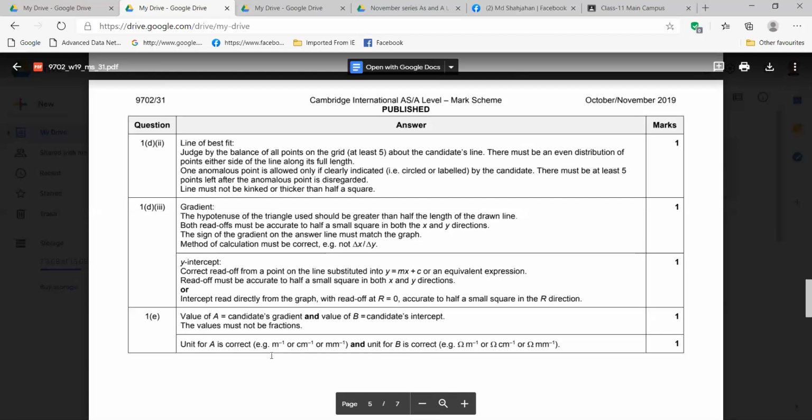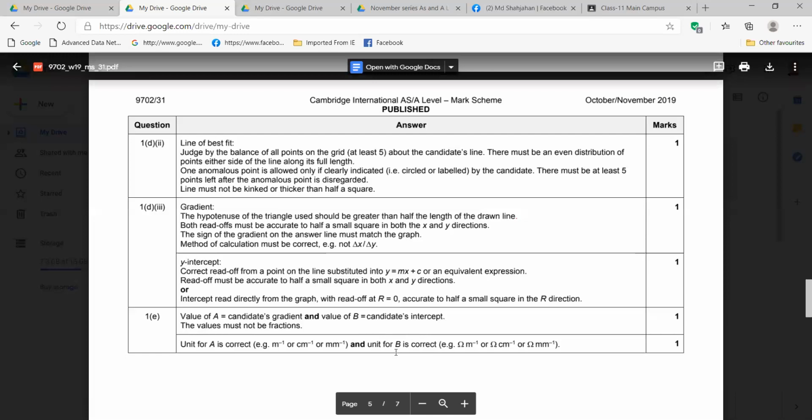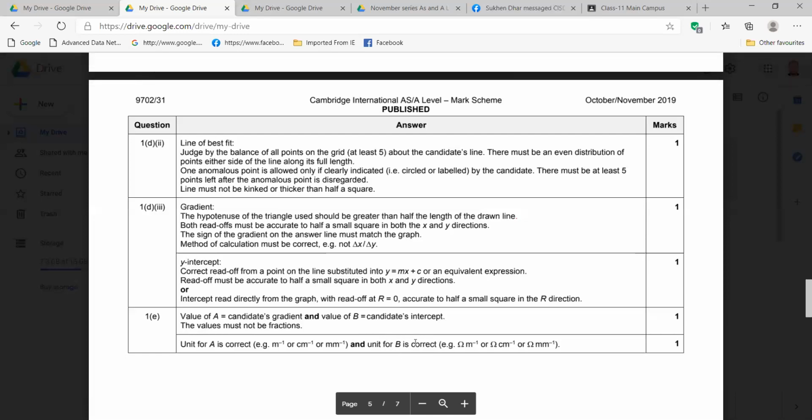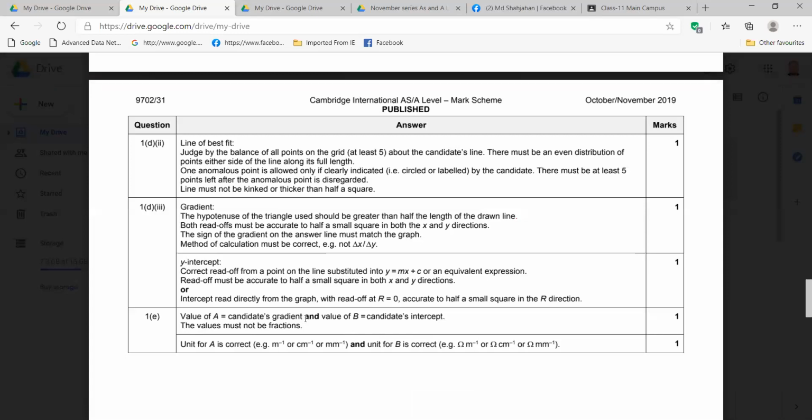I told you the unit of A is per centimeter. Can you remember? This is A, that is the gradient, right? And can you remember this one? I told you that it is the y-intercept. So it will be the same unit as y. That is r by d. So it is ohm per centimeter. And also we told that A is candidate's gradient and B is candidate's intercept.